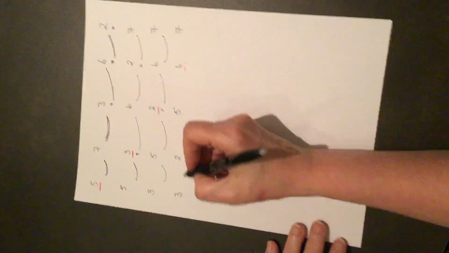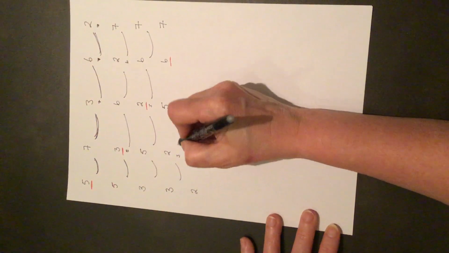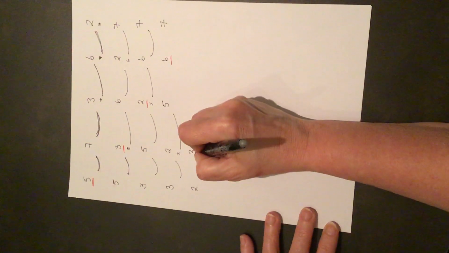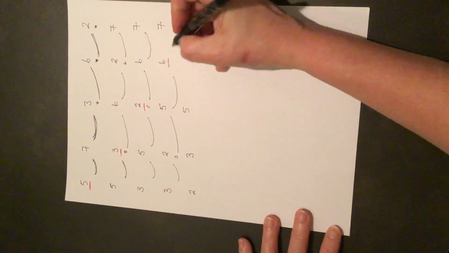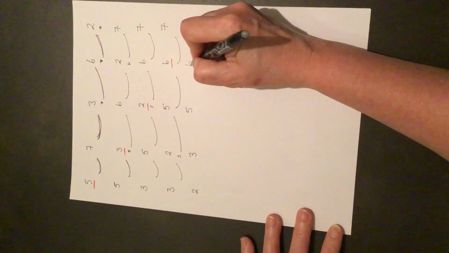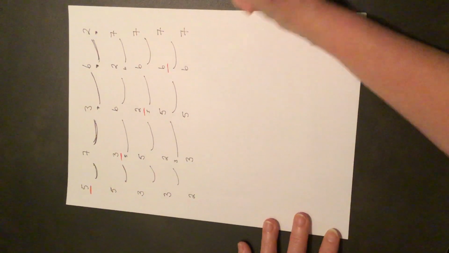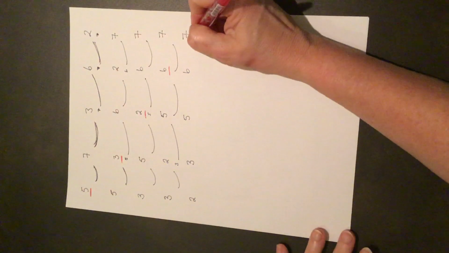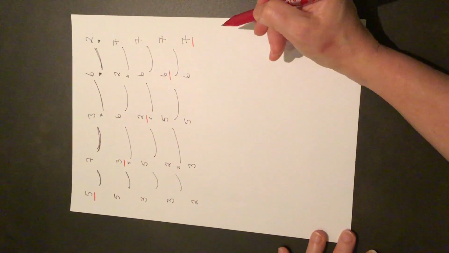Next pass. 3 compared to 2. 2 is the smaller. Bubble the 3. 3 compared to 5. 3 is smaller. 5 compared to 6. 5 is smaller. 6 compared to 7. 6 is smaller. And 7's at the end, so it goes down. Move on your marker. Note at this stage that the list is already sorted, but that doesn't matter.